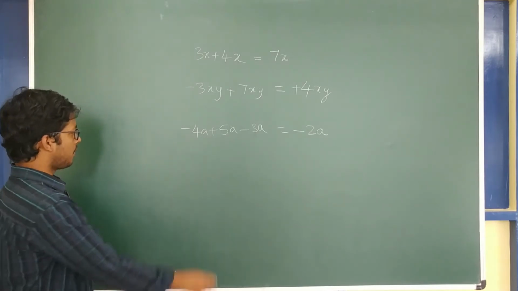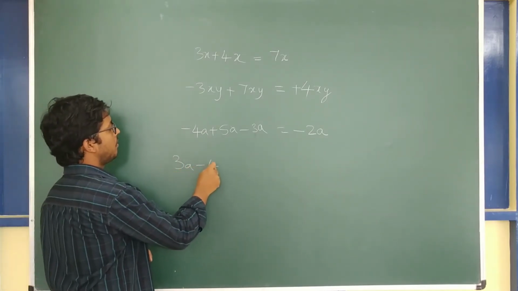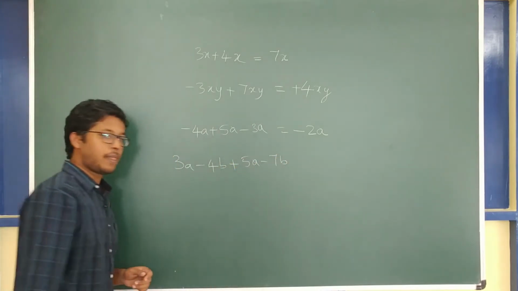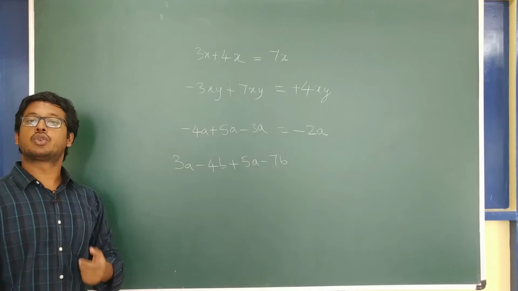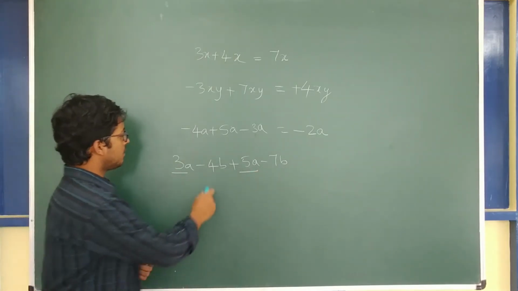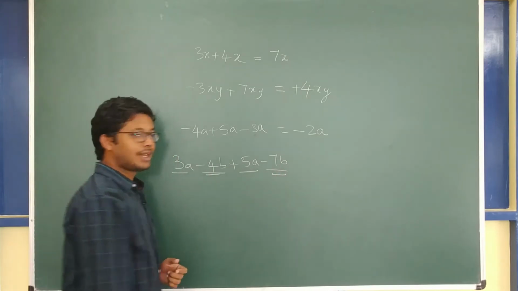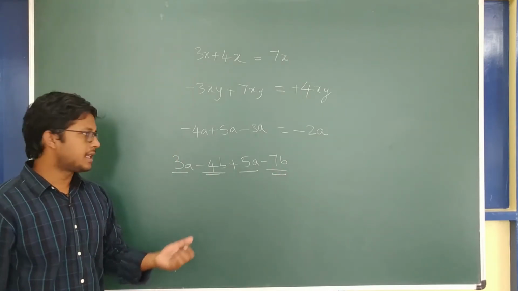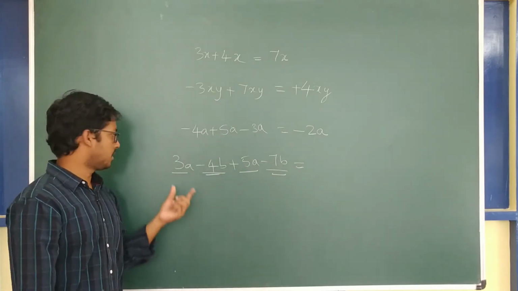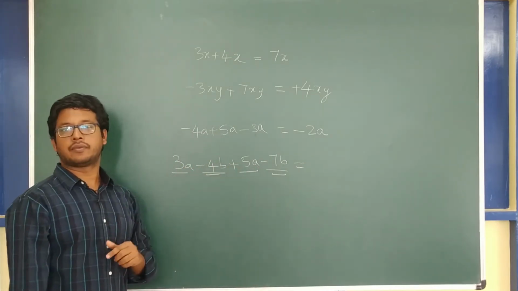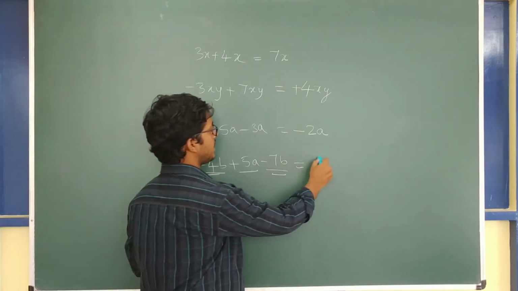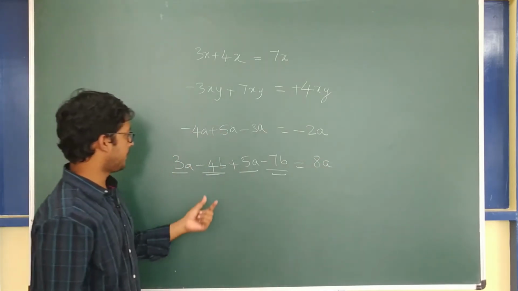Let's take a little bit more complicated problem. Let's say 3a minus 4b plus 5a minus 7b. Now here if you see, there are two sets of like terms. One is 3a and 5a and another one is minus 4b and minus 7b. Again the same thing, you apply on two different sets of like terms. 3a plus 5a can be written as plus 3 plus 5 is plus 8. So this will become 8a.